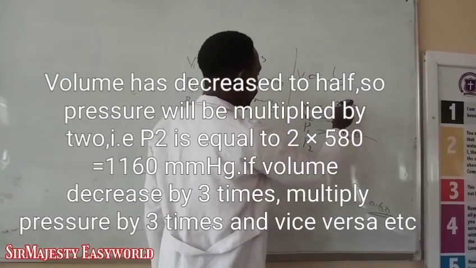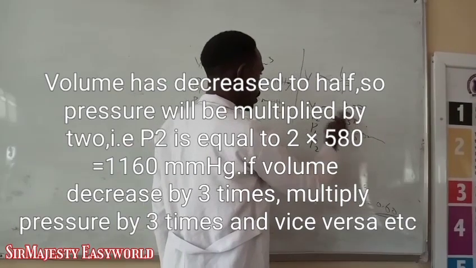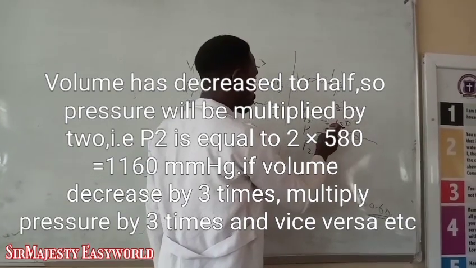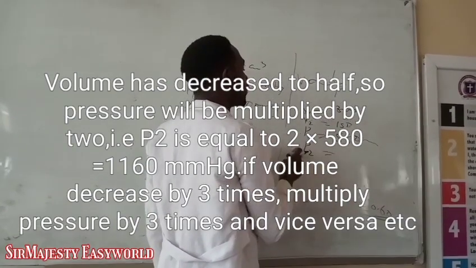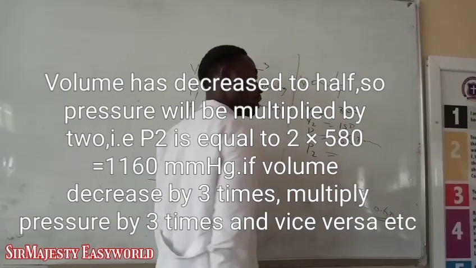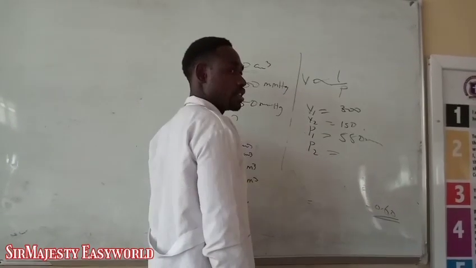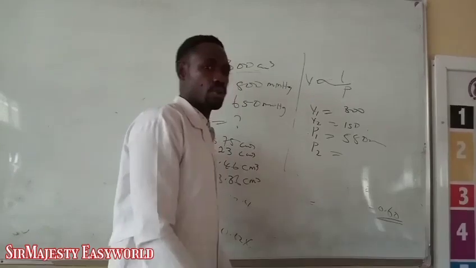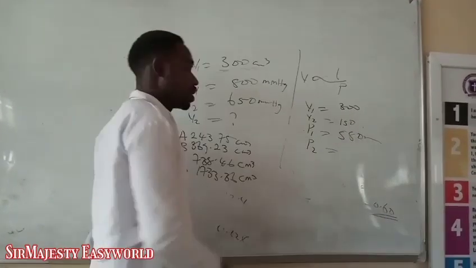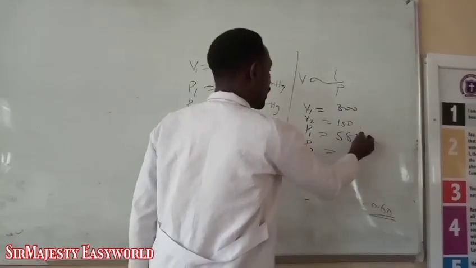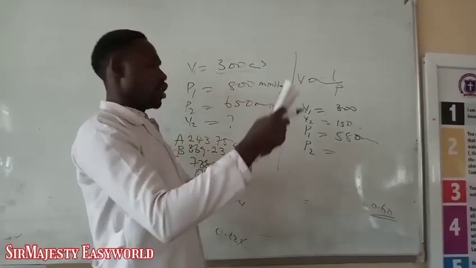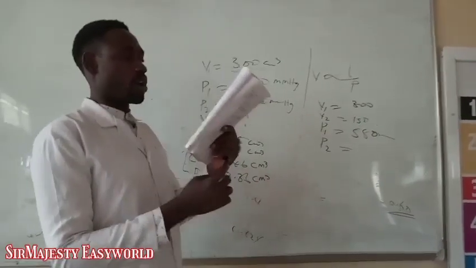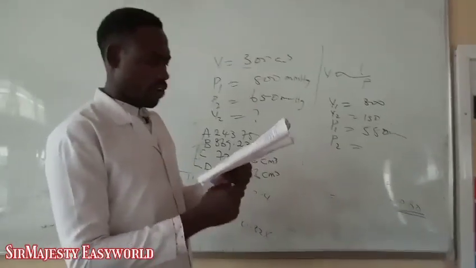Watch this. Volume has decreased. That's from 300 to what? 150. To 150. It shows that the new pressure must be above what? 580. It should be something that is close to 700 or even 600 or so. So if you check your option and there's only one option that is above 580, you choose it and go your way. So let's see another question. This is all about Boyle's law and all the laws involving gases.